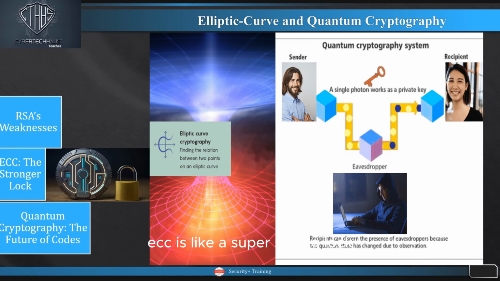ECC is like a super strong lock for your secret messages. And quantum cryptography could change the future of encryption entirely. It's like a constant race between code makers and code breakers, always trying to stay one step ahead.